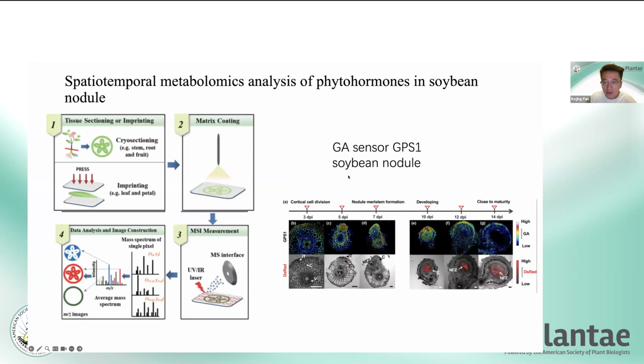In previous studies, people always used hormone antibodies or hormone sensors to detect hormone distribution. But we use a spatial metabolomic method to detect the hormone distribution, because this method allows us to detect different hormones in one nodule at the same time. This will help us to do some research about hormone crosstalk.